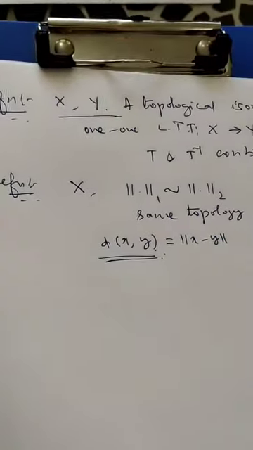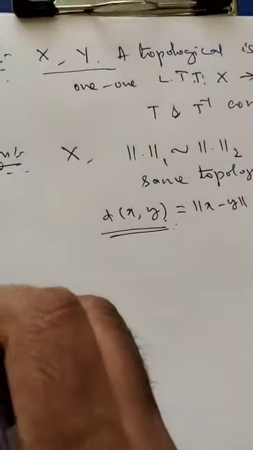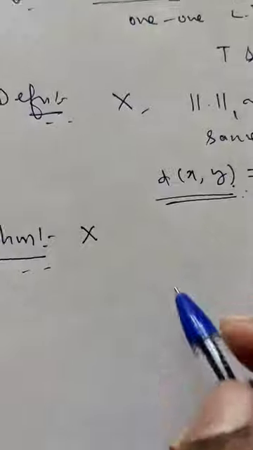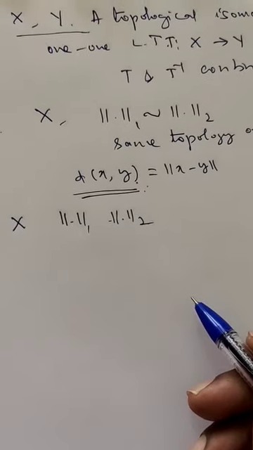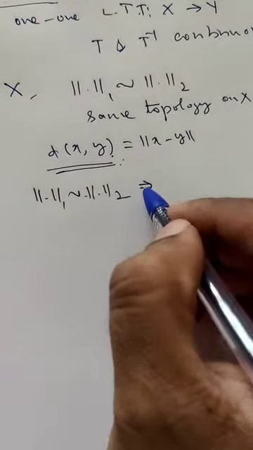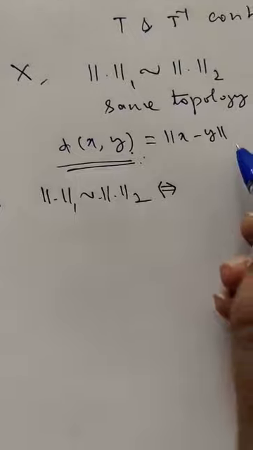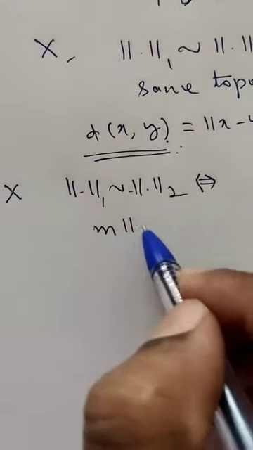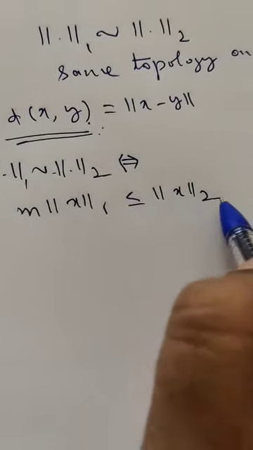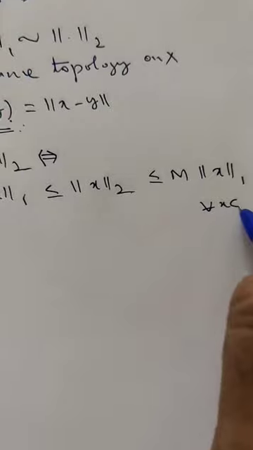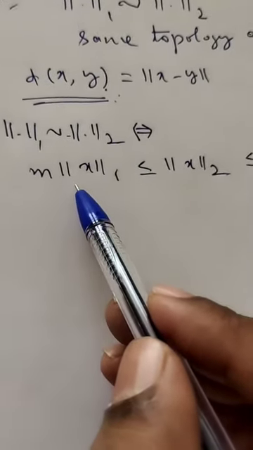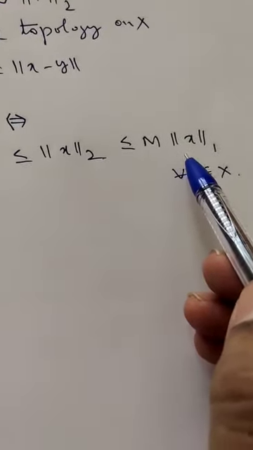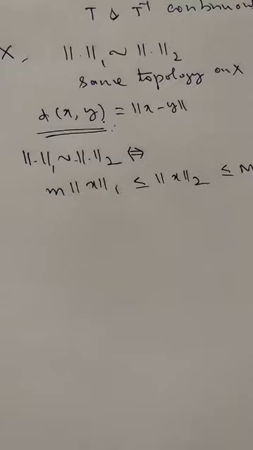Now based on this result, we are going to prove one important theorem. Suppose X is a normed linear space and two norms, norm 1 and norm 2, are defined on X. Then norm 1 is equivalent to norm 2 if and only if there exist positive real constants m and M such that m times norm of x with respect to norm 1 is less than or equal to norm of x with respect to norm 2, which is less than or equal to M times norm of x with respect to norm 1. This holds for every x belonging to X. So now let us consider this.